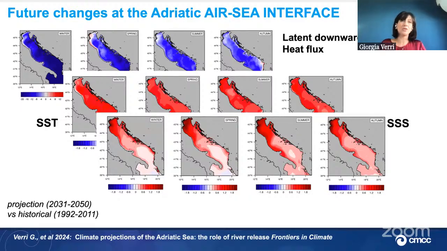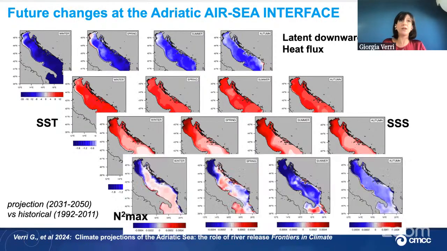So to judge the combined effect of increasing temperature and increasing salinity across the Adriatic basin, we finally look at the Brunt-Vaisala frequency, the maximum Brunt-Vaisala frequency in the top 100 meters of the water column. And this is a way to judge the combined effect of salinization and heating affecting the Adriatic Sea.